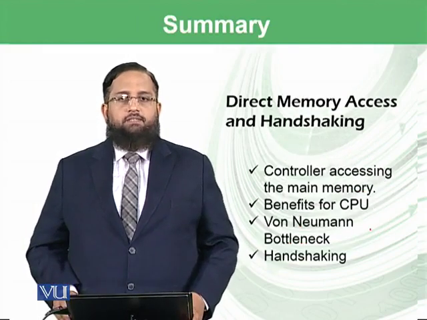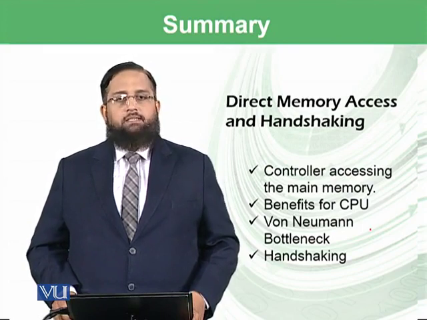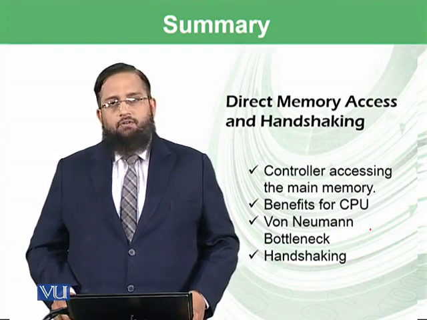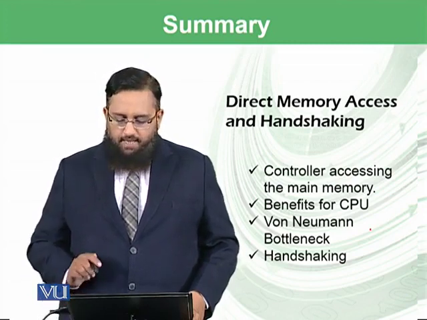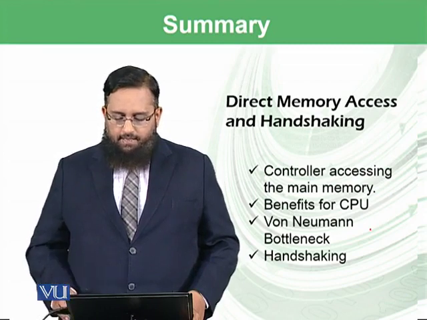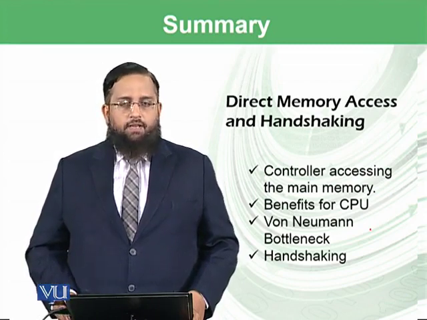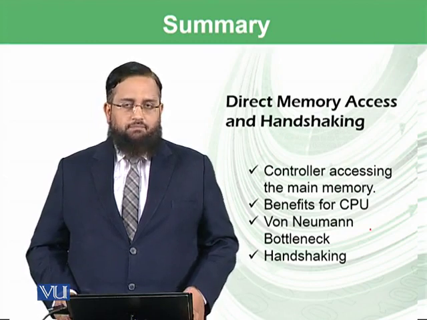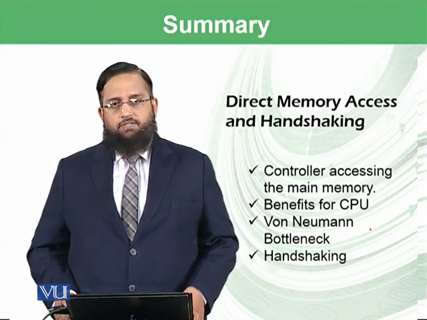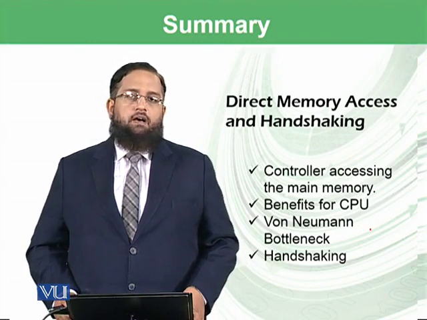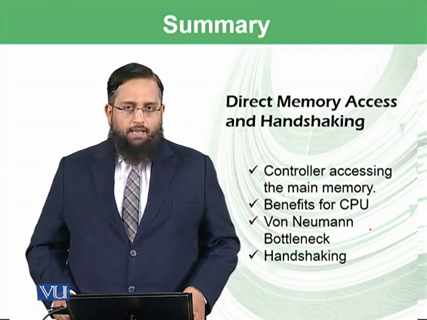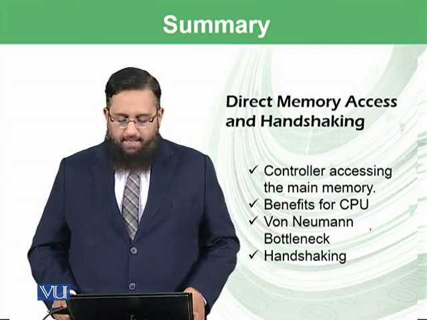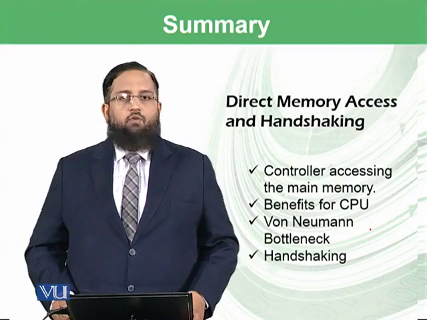If we summarize today's module, we have learned two important concepts. One is direct memory access using the controller, because it has direct access to the main memory. We have seen that there are certain benefits of it, as the CPU is free for such a time slot. However, there is a well-known issue known as the von Neumann bottleneck, which should be avoided. And then we also learned the process of handshaking.